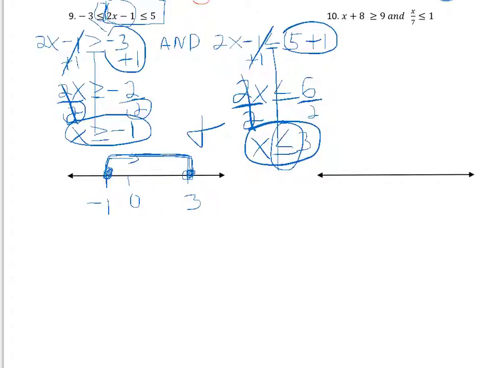So that's pretty much it. You can see the difference here. The end, this is where they both meet. They both converge. But solve each one separately, just like you did the OR, and then graph the solution set.